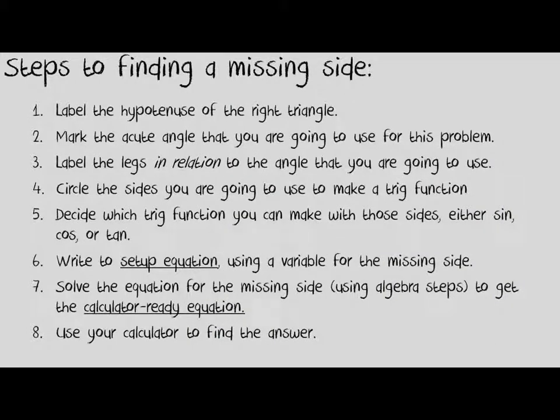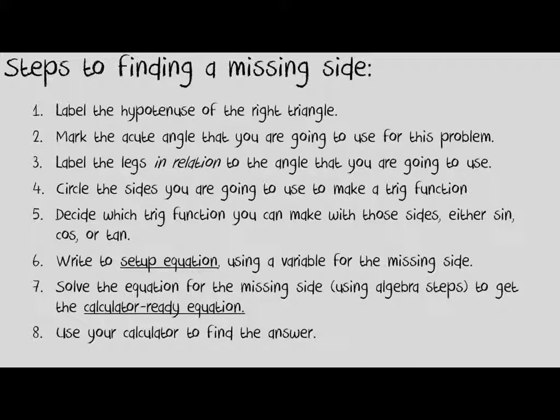So there are some steps to finding a missing side that you can follow. First, label the hypotenuse of the right triangle. Second, mark the acute angle that you're going to use for this problem. It's normally going to be given as a degree measure. It's not going to tell you find the sine of A. It's going to say find the value of X, and you're going to need to know what angle you're using. Number 3, label the legs in relation to the angle that you just marked and that you're going to use.